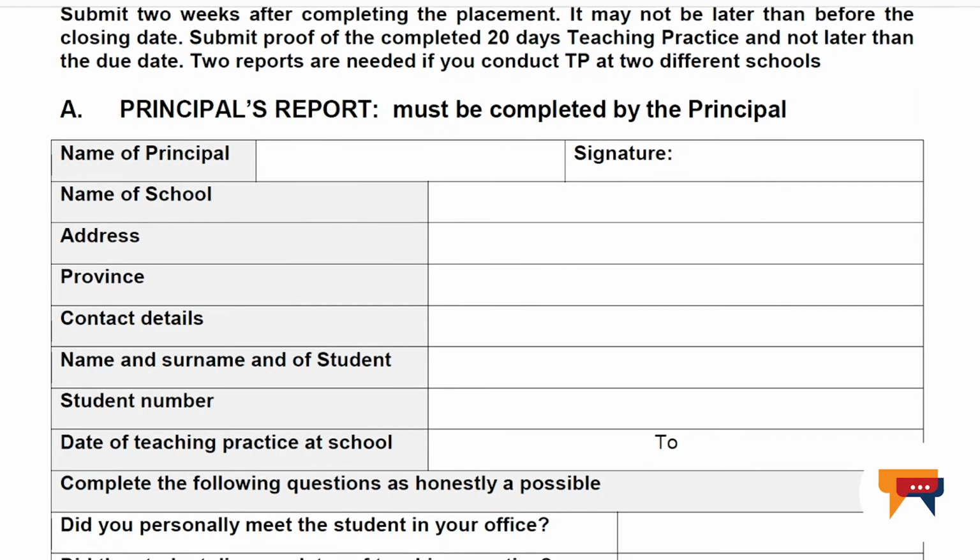Now, why 2 different schools? There are students who will go to schools which do not have a grade R facility. So they will be required to go to an ECD facility to conduct the grade R teaching practice. Once completed, they will go to a normal mainstream school to conduct teaching practice for grade 1, grade 2, and grade 3.